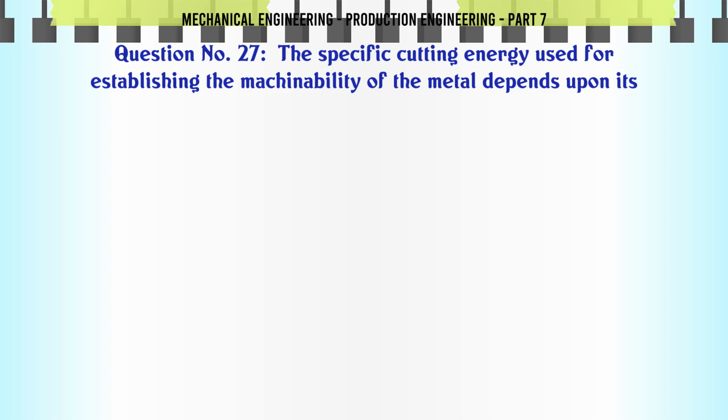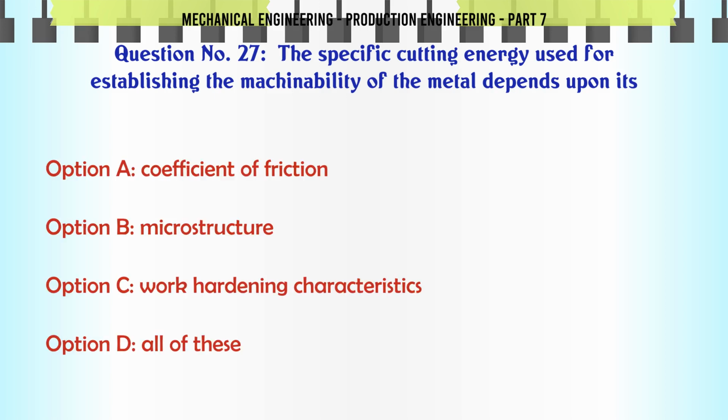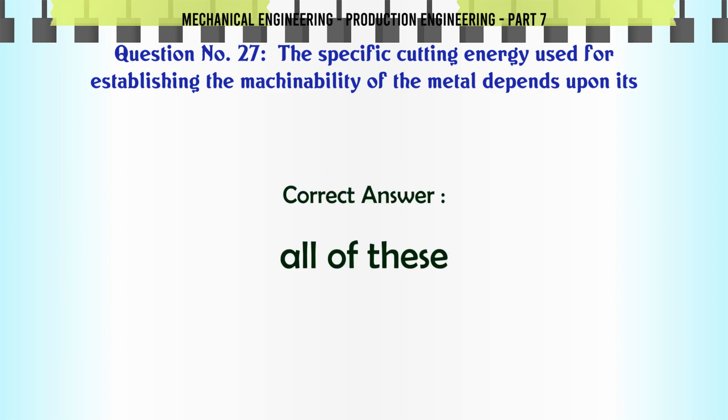The specific cutting energy used for establishing the machinability of the metal depends upon its: A. Coefficient of friction, B. Microstructure, C. Work hardening characteristics, D. All of these. The correct answer is all of these.